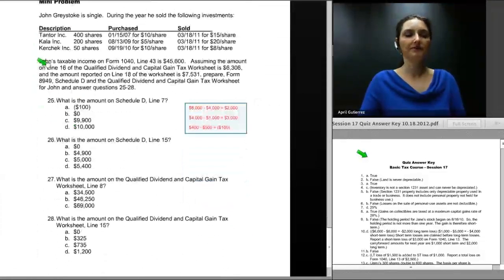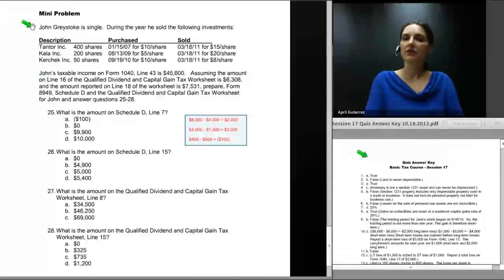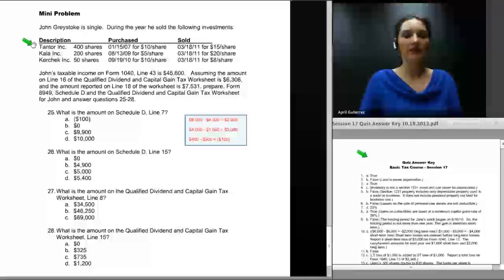Mini problem. John Greystoke is single, and during the year he sold the following investments: Tantor Inc., 400 shares that were purchased back in 2007 at $10 a share. He sold those shares for $15 a share.